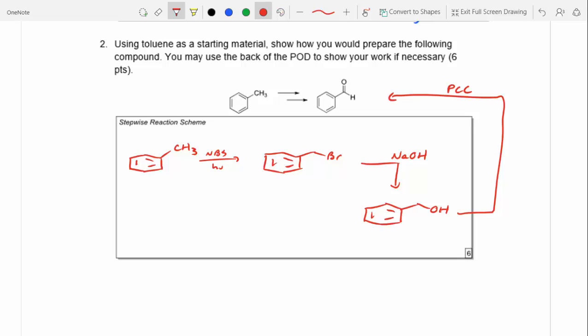Did anybody have a different way that didn't use radical bromination? Chromic acid? Okay, that's another route. So let's say we use chromic acid, Na2Cr2O7, H2SO4, and water. What will that give us? Carboxylic acid, specifically benzoic acid.